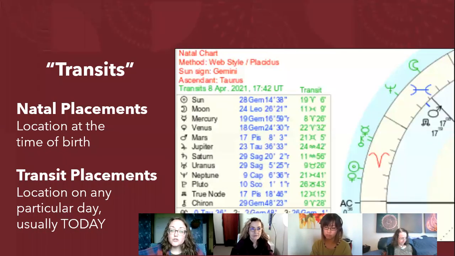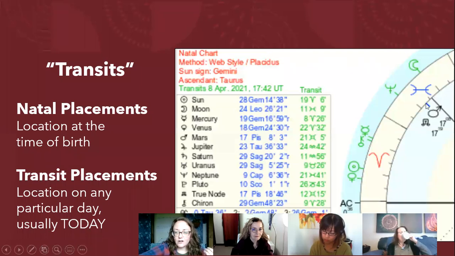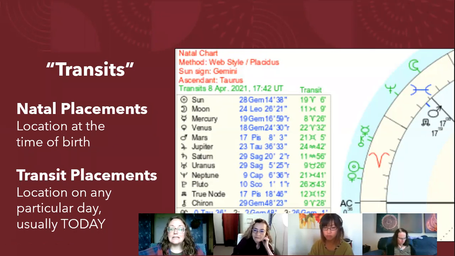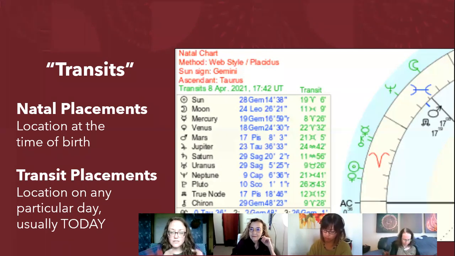Misha had brought up transits earlier, so we'll touch on those. The example we just did is of these two icons on the inside of the wheel there in Pisces. Those are our natal placements. Natal means that it is related to the time and location of your birth. That's literally what the word natal means. So your natal placements are the placements from when you were born. Those placements inside the wheel don't change. They are yours for the rest of your life.